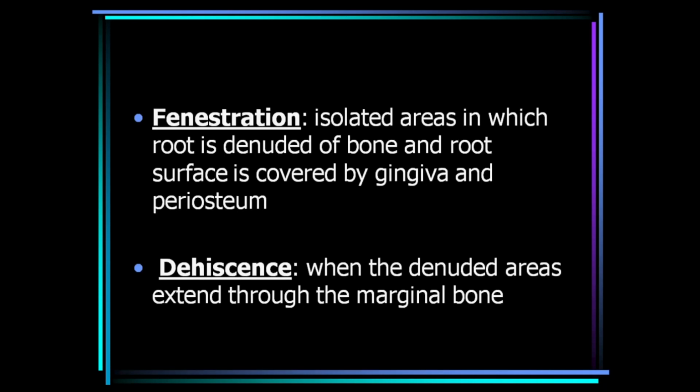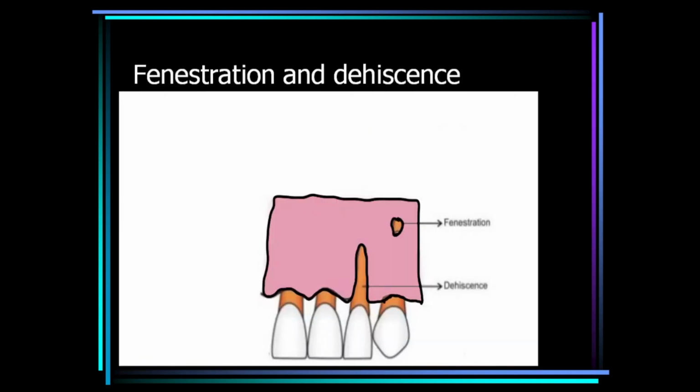So fenestration is an isolated area in which the root is denuded of bone and the root surface is covered by gingiva and periosteum. But dehiscence is when the denuded area extends through the marginal bone. If you look at the diagram, we can see the marginal bone is intact but there is a hole in between, so we can see the root. So this is called fenestration. But if this denuded bone continues, and there is continuous loss of bone, then this is known as dehiscence.